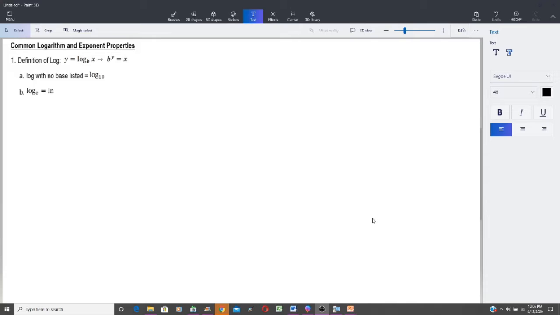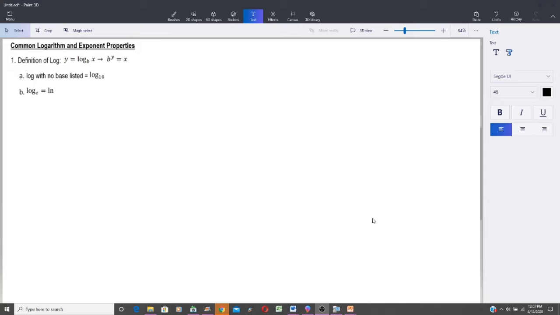Now, if you see a log that doesn't have a base to it, most logs have to have a base unless it is a log base 10. Then just the word log implies a base 10. And then the other special kind of log that we have is called a log base e, which we call ln or natural log. So if you see ln, it means a log base e. If you just see a log with no base, it means log base 10. Otherwise, you'll see log with a base number attached to it as a subscript.